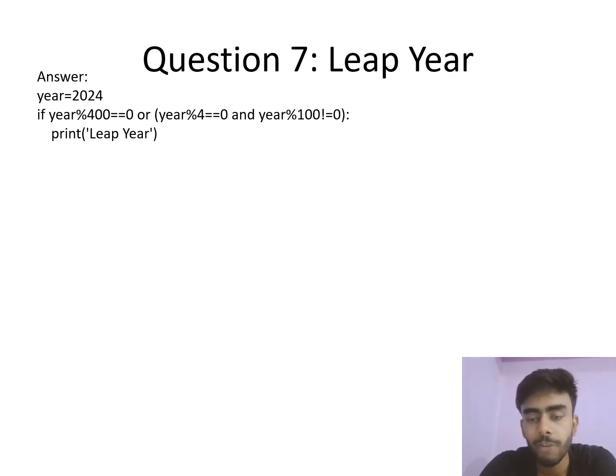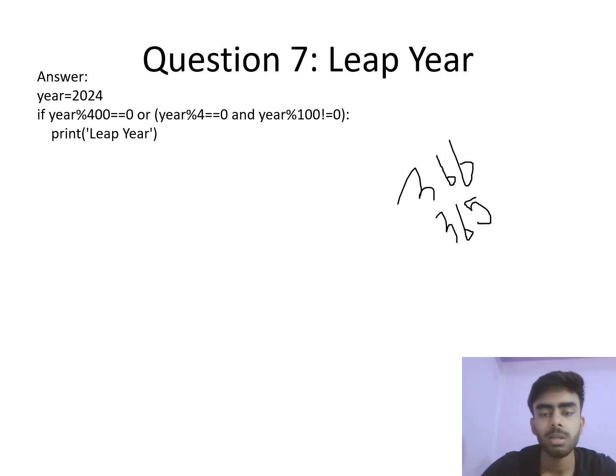This one is for finding a leap year. So what is a leap year? In a leap year, there are 366 days present. Usually in a normal year, there are 365 days. But in a leap year, there are 366 days. And a leap year comes after 4 years. So remember this one. The code for that is, see here, the user has already taken input 2024.